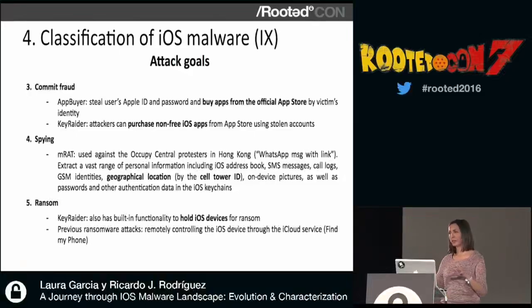Regarding spying software for the underground malware, there are a few examples. For instance, XAgent, used against the Occupy Central protesters in Hong Kong, was spying on messages. They extracted a vast range of personal information, including the iOS address book, SMS messages, call logs, GSM identities, geographical location by the cell tower ID, device pictures, as well as passwords and other authentication data in the iOS keychain.